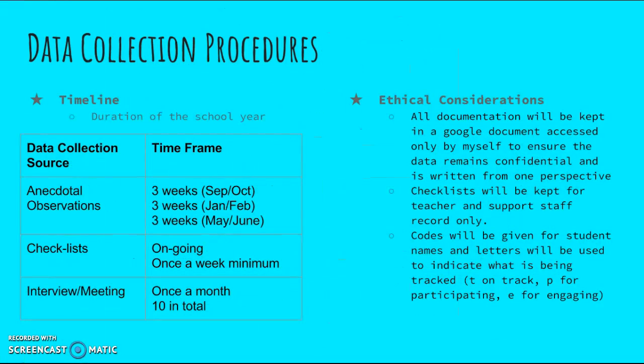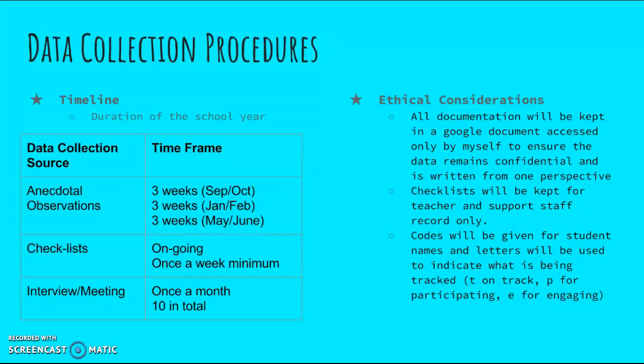The data collection, the timeline. This research will be conducted over a 10-month period or 1 school year. The anecdotal observations will be heavily utilized during the first 3 weeks when the approach is first introduced. Then again, halfway through the year and again at the end of the year. Checklists will be ongoing and utilized at least once a week to keep an ongoing record at a glance of student engagement with the content.